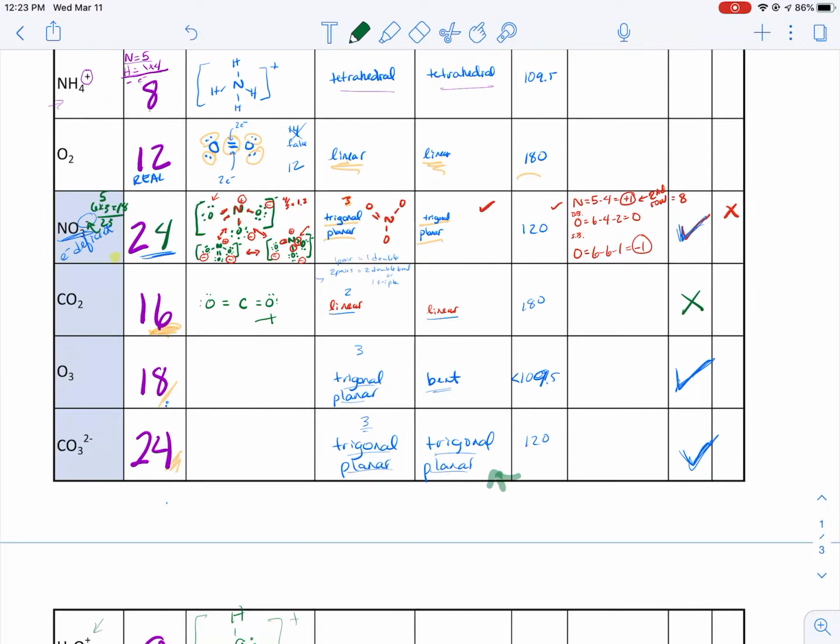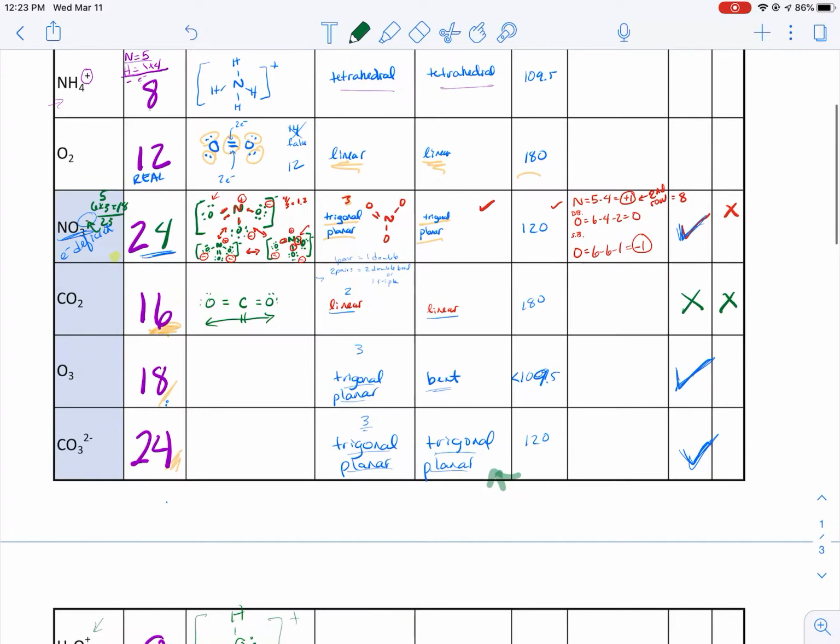Is it polar? Well, the bonds are polar. I got that one backwards. But what happens? They're canceling each other out. So this one is overall not polar. And then what about the formal charges? Let's see how they turn out. So let's take the carbon. He has 4 minus 0 dots and minus 4 lines. So that gives me 0. So he's in a really good place.